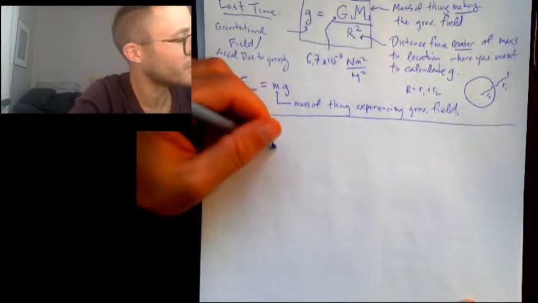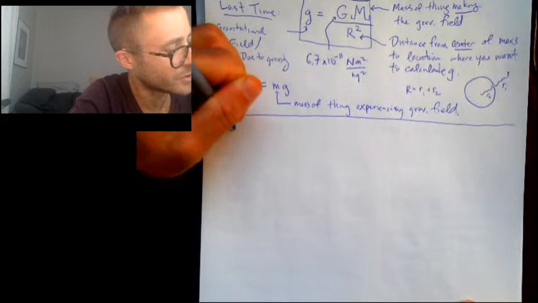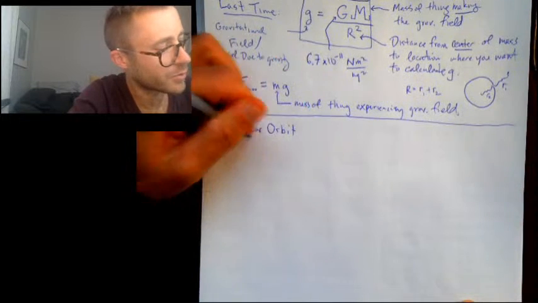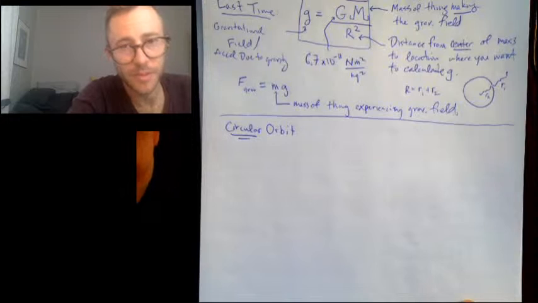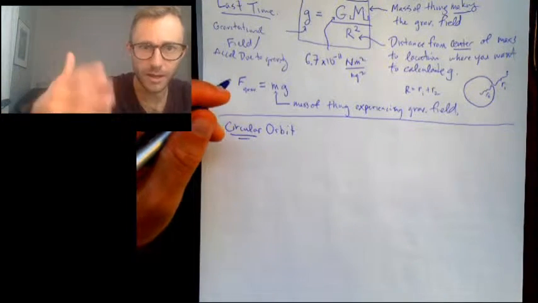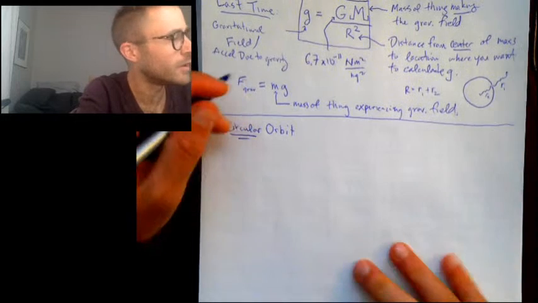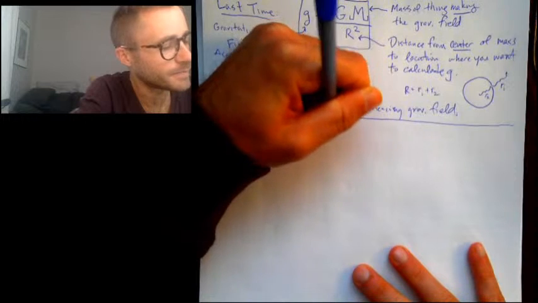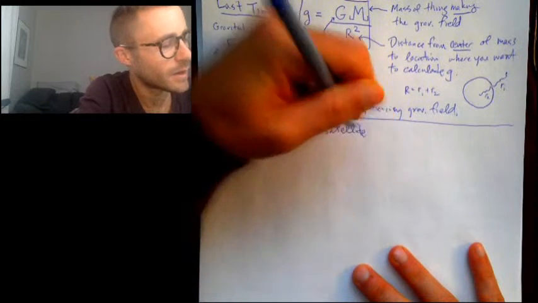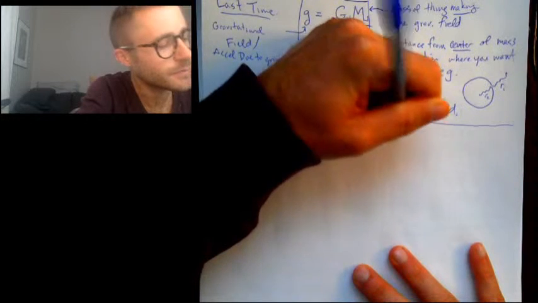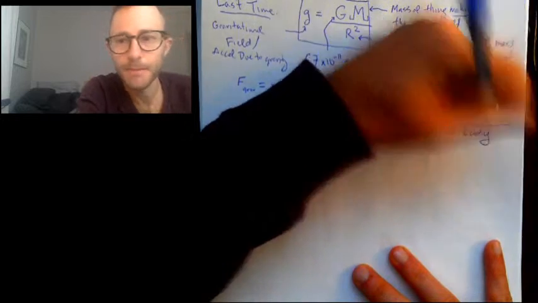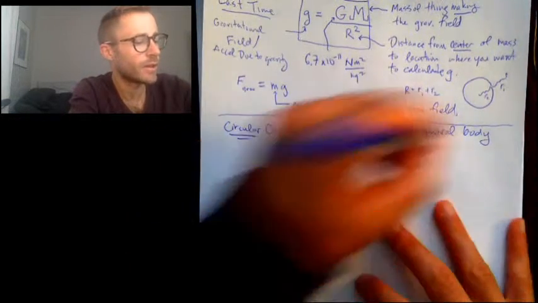What we're going to talk about today is the circular orbit. That's important, circular orbit, because not every orbit is circular. I'll come back to that at the end of the lesson. But the circular orbit of a satellite about a central body. So that's the topic of today's lesson.